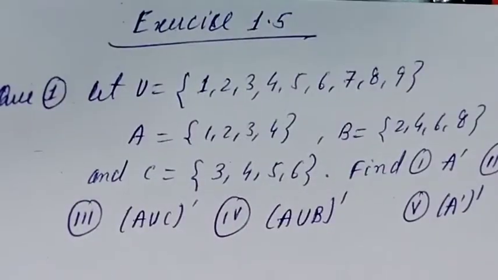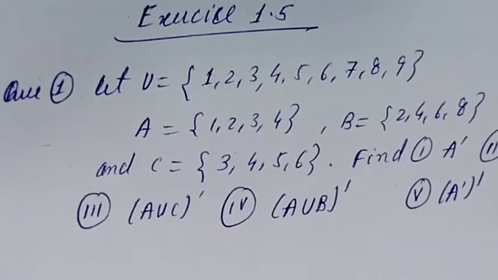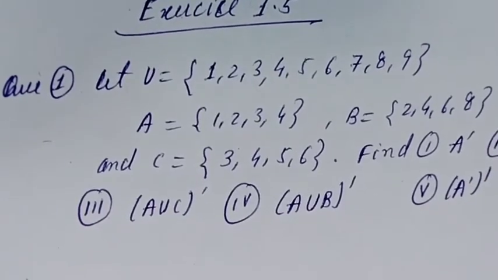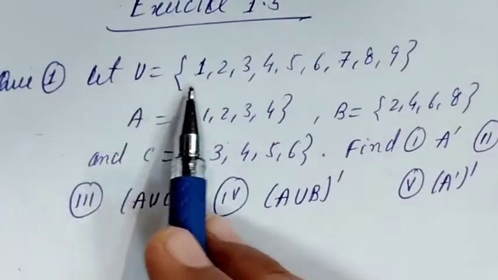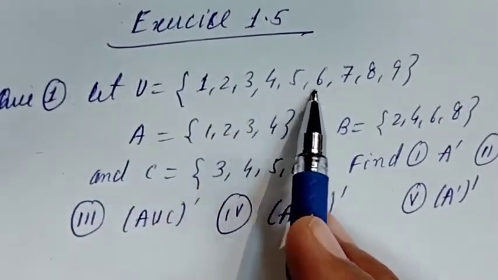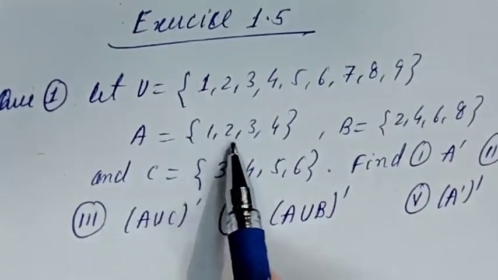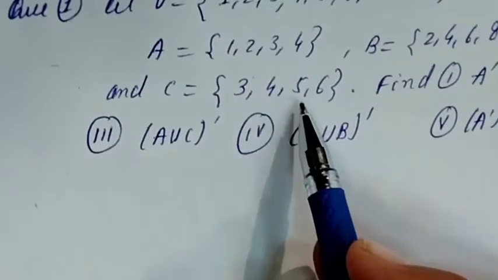Now we are doing some questions based on exercise 1.5. Already I have explained what a complementary set is. These questions are based on complementary sets. Okay. So question number 1 of 1.5: universal set is 1, 2, 3, 4, 5, 6, 7, 8, 9 and set A is 1, 2, 3, 4. Set B is 2, 4, 6, 8. Set C is 3, 4, 5, 6.